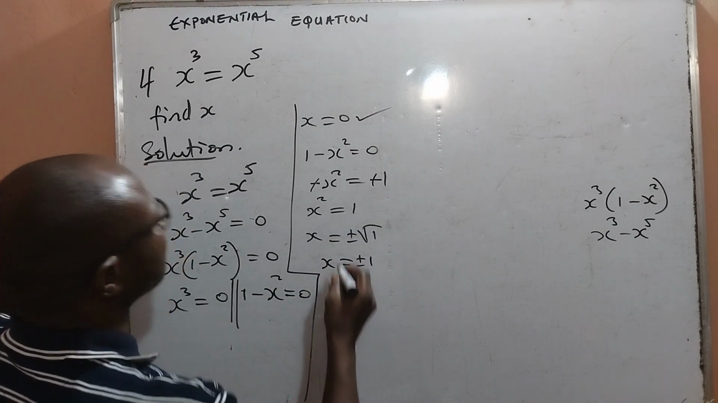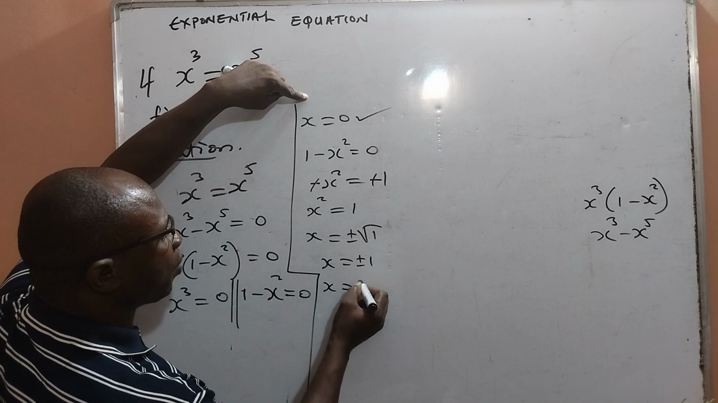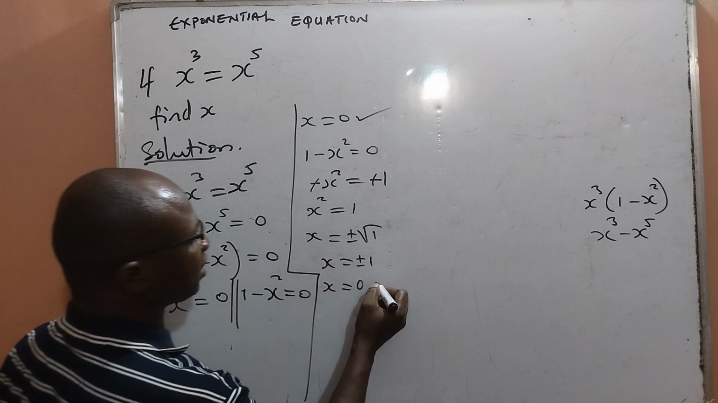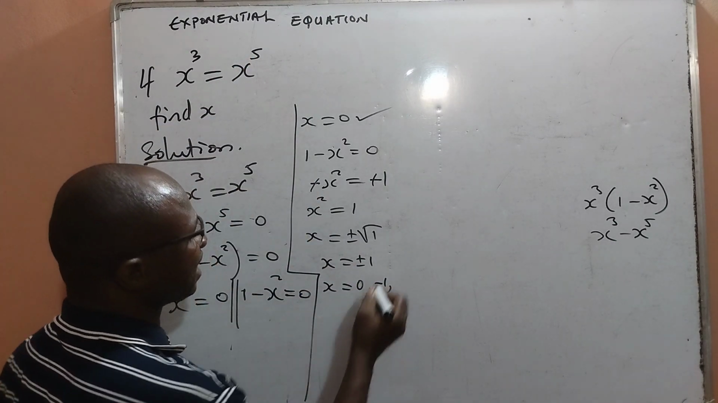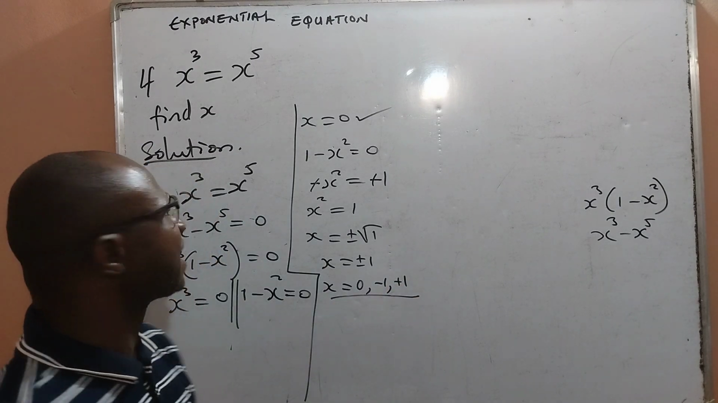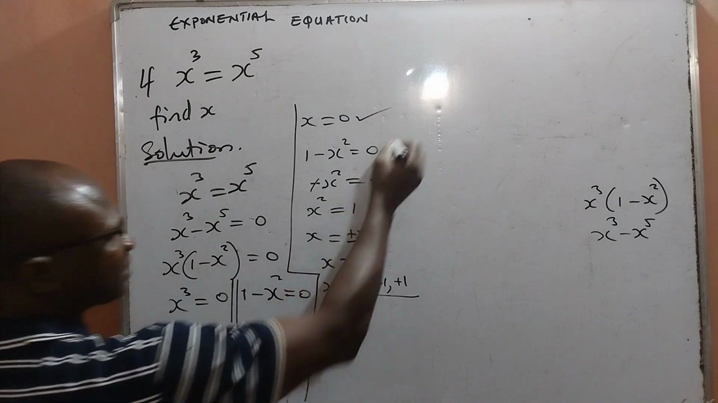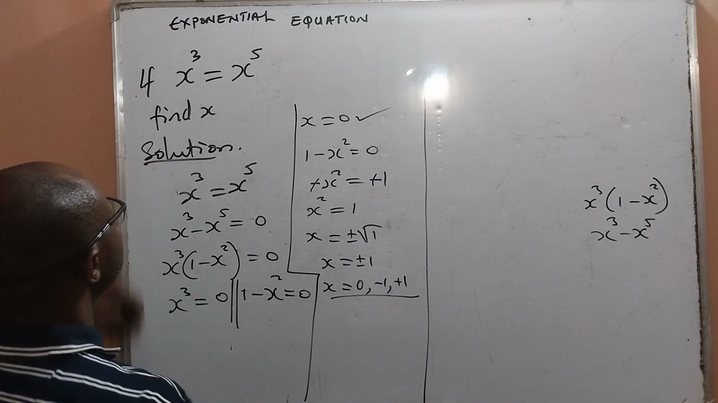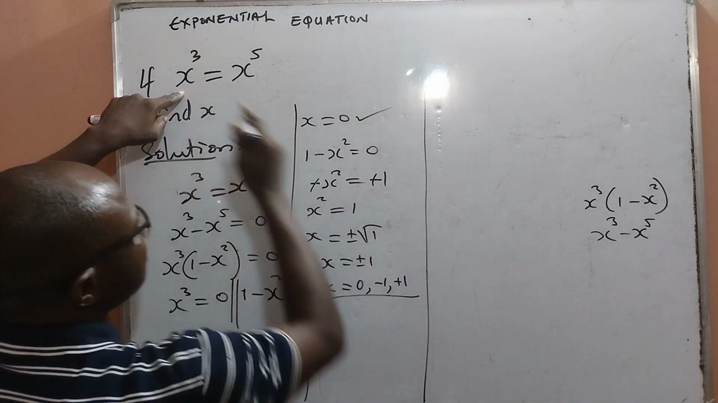In conclusion, the values of x are 0, the next one is minus 1, and the next is positive 1. These are the values of x. Alright, let us try to find out if it will be correct when these values are used.